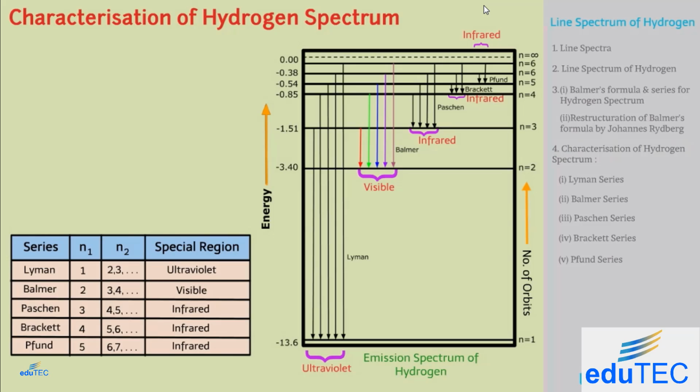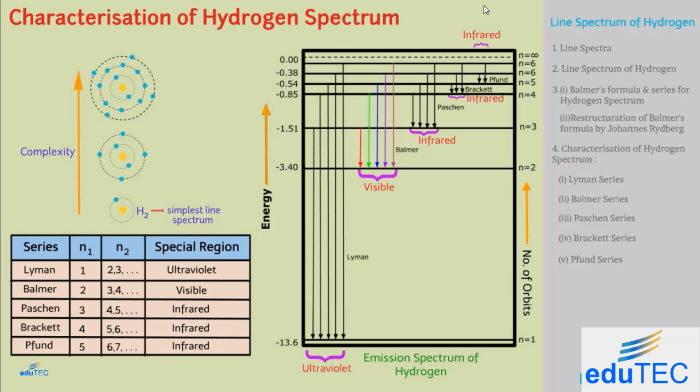Dear students, the hydrogen atom has the simplest line spectrum. With more and more heavier atoms, the line spectrum becomes more and more complex. But every atom has its unique line spectrum. So I hope you understood this topic very well.